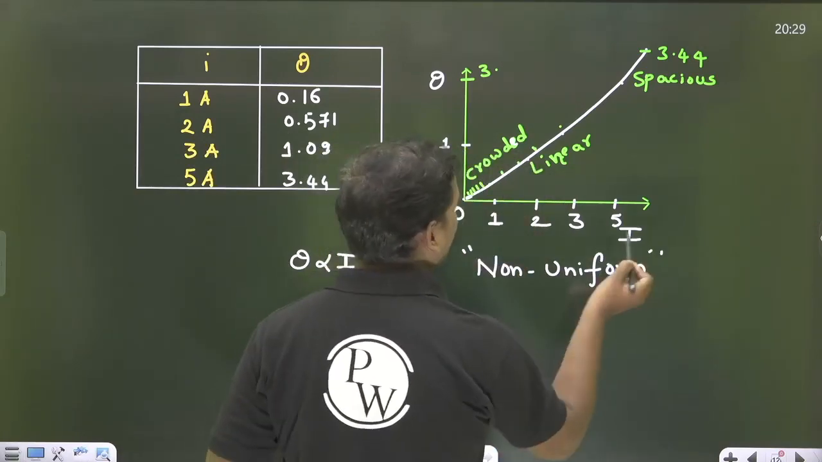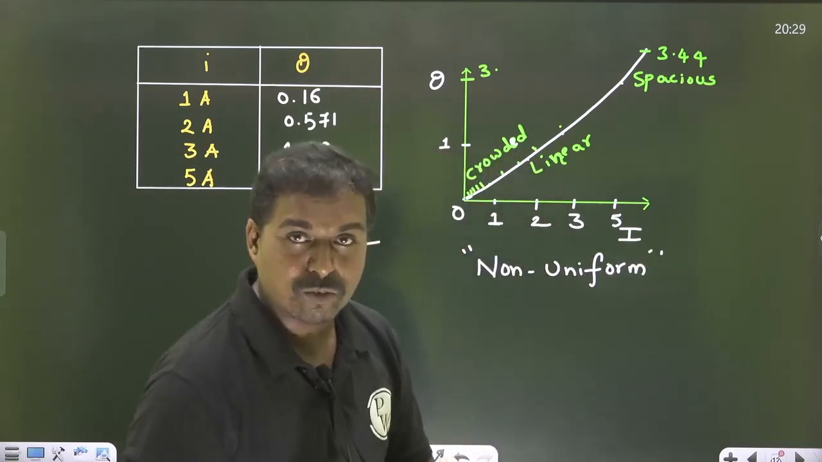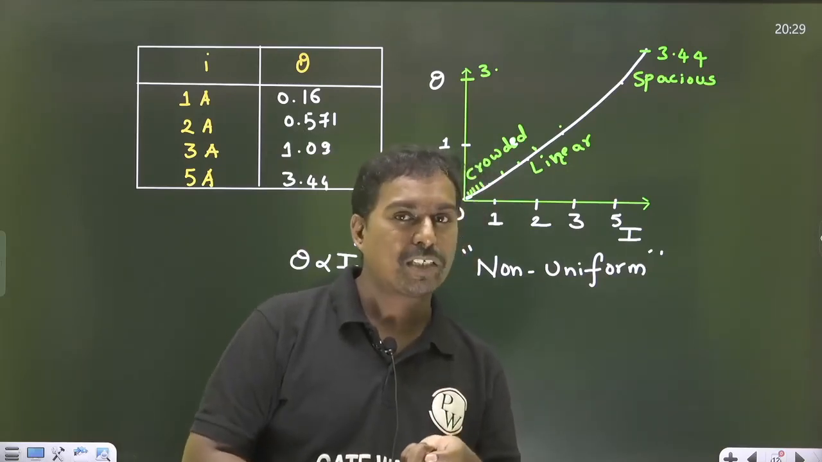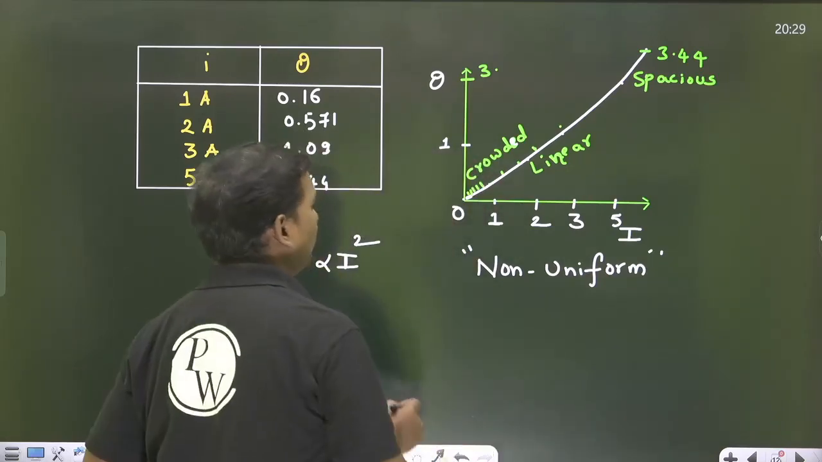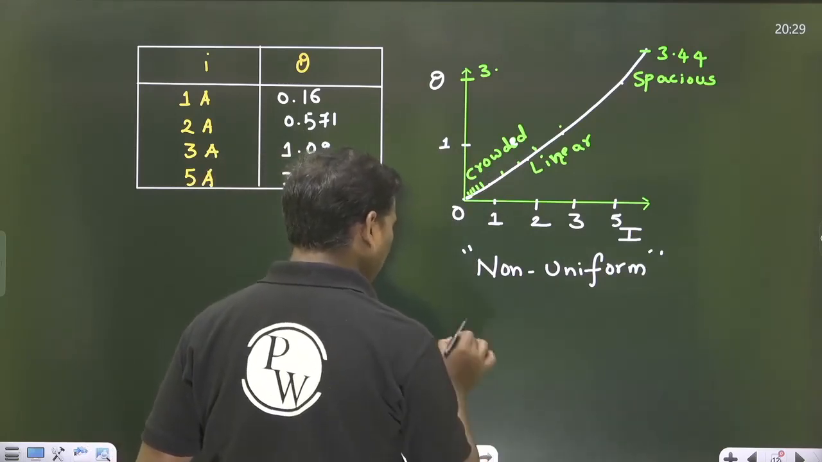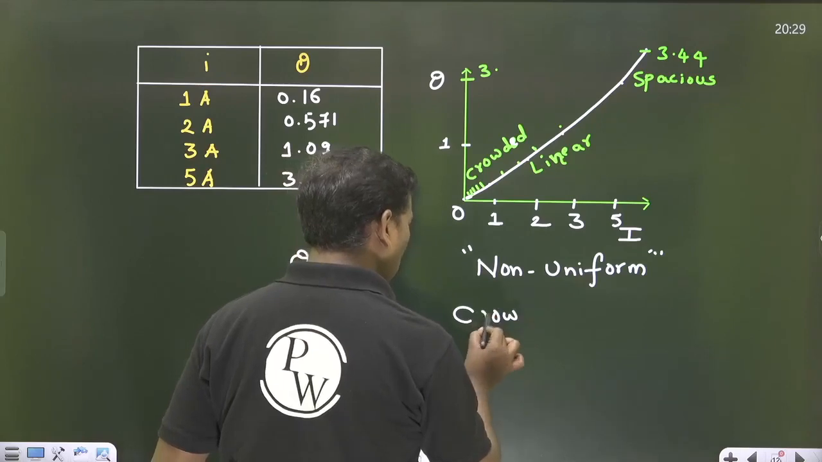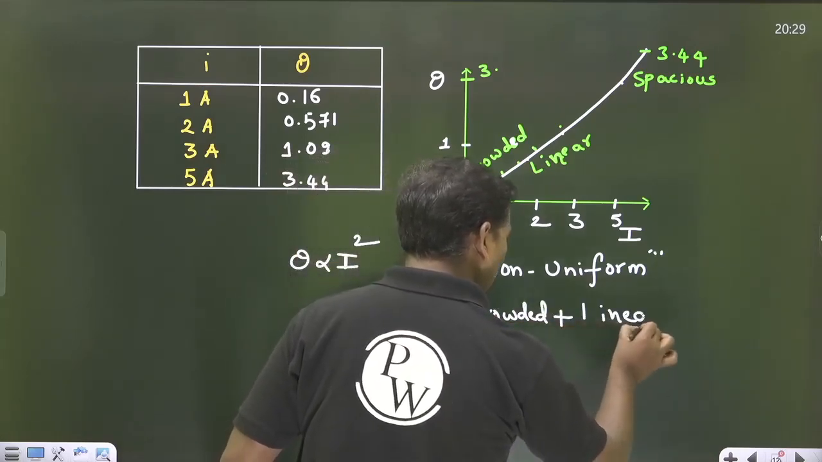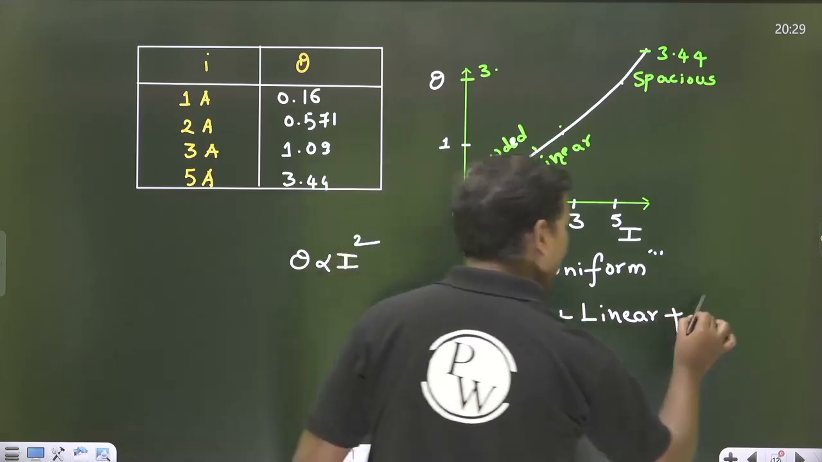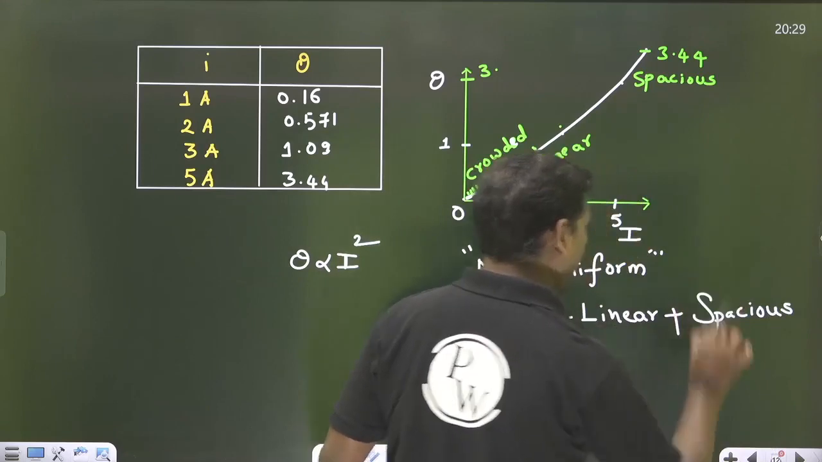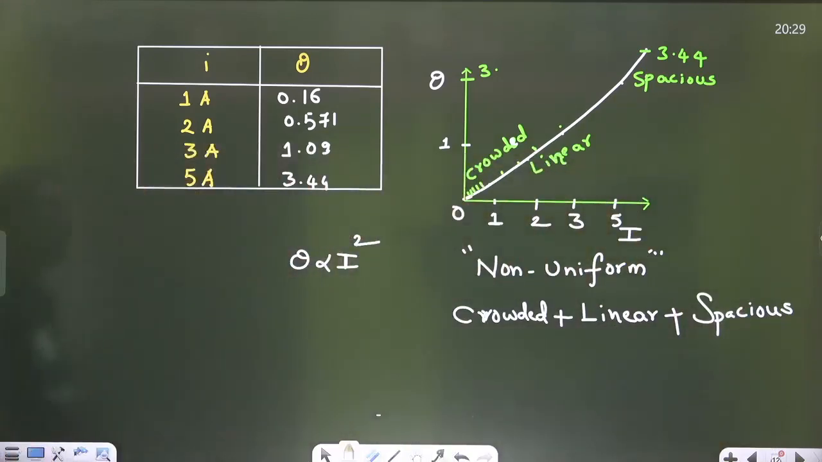Non-uniform scale, because you cannot say non-linear also. The moving iron contains linear. Why? Because theta is proportional to I square. So it contains what? It contains linear, crowded, plus it contains spacious. Okay, so this is the point you have to understand.